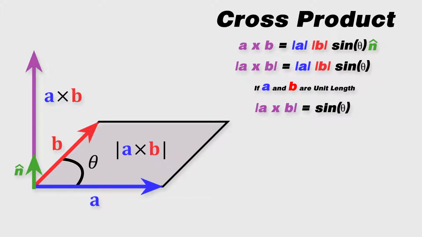You see, the magnitude of the resulting vector is equal to the magnitude of input vector A multiplied by the magnitude of input vector B multiplied by sin theta, where theta is the angle between the two input vectors. Therefore, if we make sure that both of the vectors that we input into the cross product are unit length, that is, they have a magnitude of 1, the resulting vector will have a magnitude of precisely sin theta.